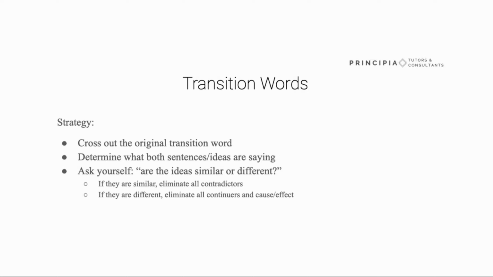Now, let's discuss some strategies. The first thing I recommend for students to do is go ahead and cross out that original transition word with your pencil or your pen tool. This also helps you read the sentence and contextual information without creating any bias toward a particular transition word. And by crossing it out, you can now read the sentence and question its logic. We want to determine what part one and part two say.